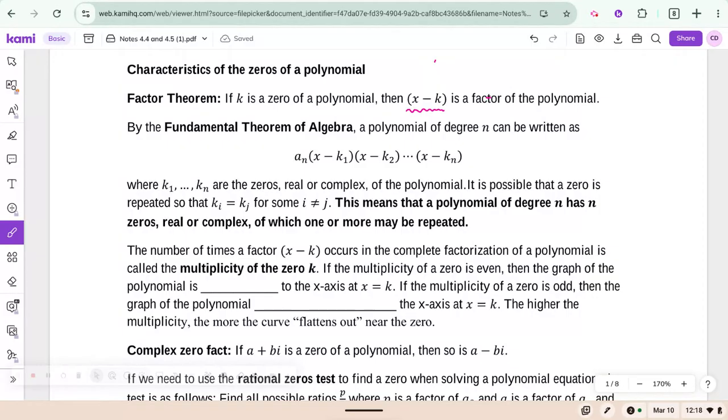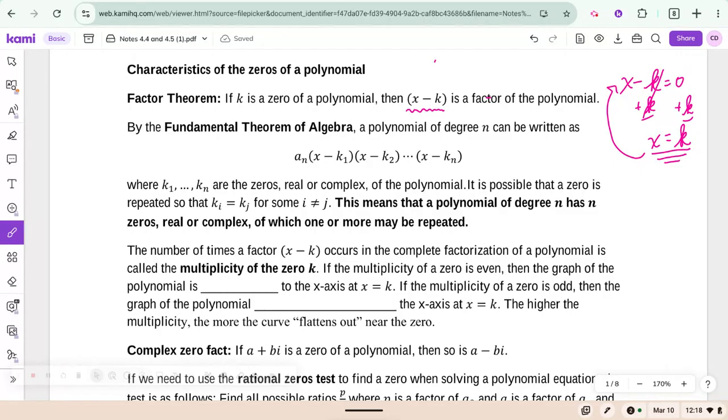And of course, if you have x minus k equals 0, and then you add k to each side to solve for x, you get x is equal to k. So if k is a 0, or an x-intercept, or a root, or a solution, then x minus k is a factor. So that's what the factor theorem is saying. And as I said, we've already really used the converse of that statement already, where we switch the if and then part.